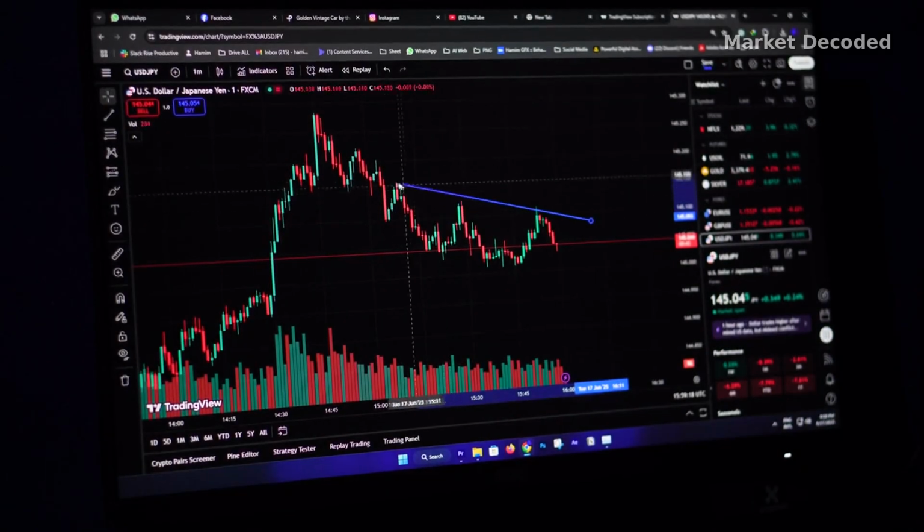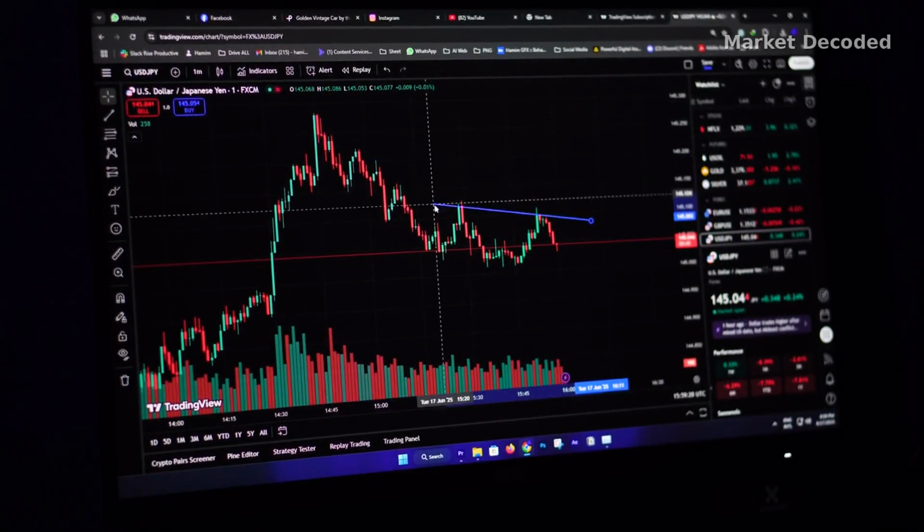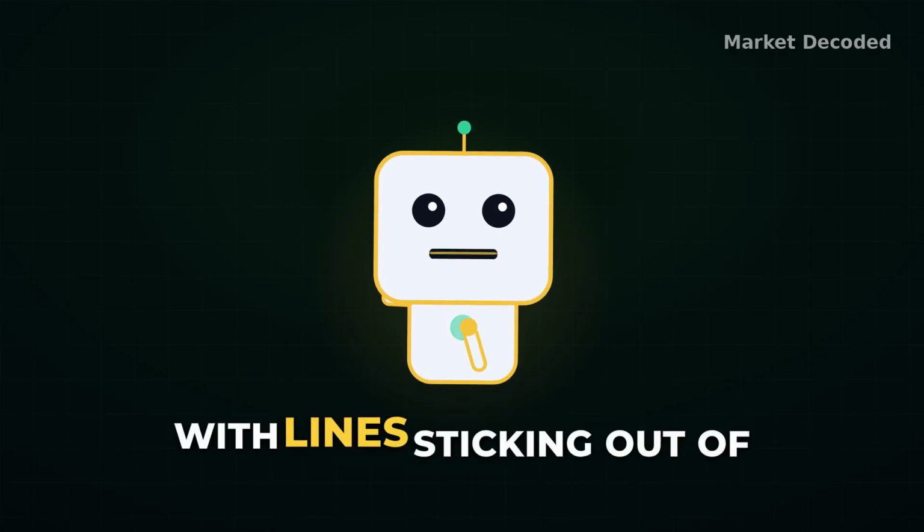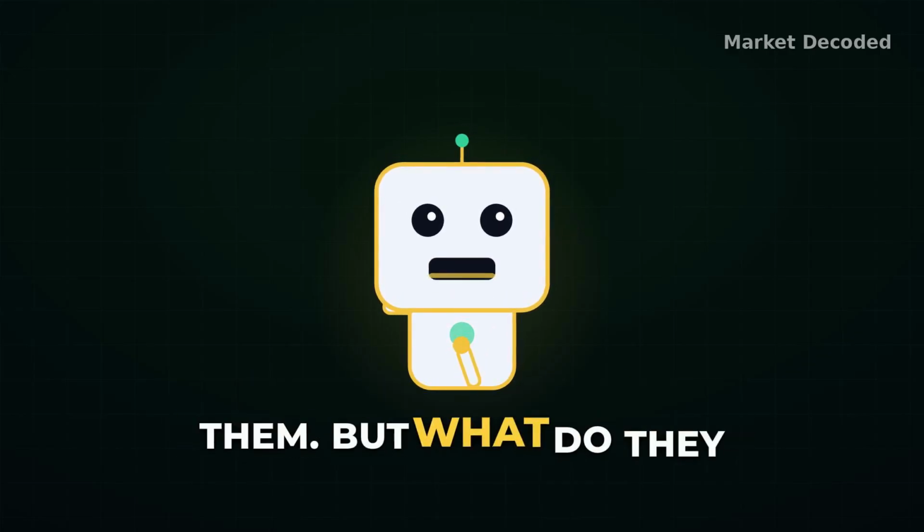What does a candlestick chart actually show, and how can it help us understand market movements? If you've ever looked at a trading screen or a financial website, you've probably seen these strange, rectangular shapes with lines sticking out of them. But what do they really mean?